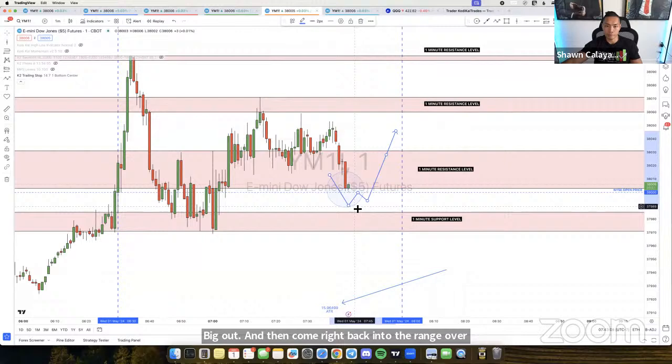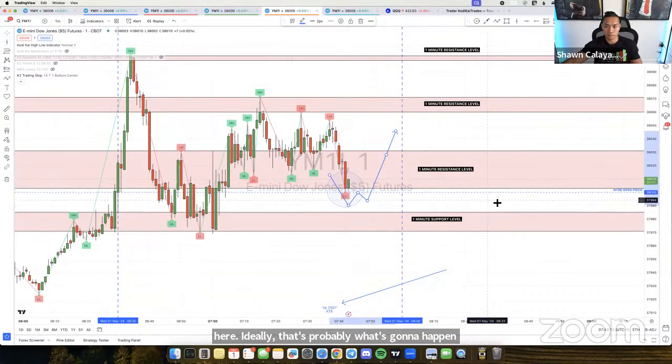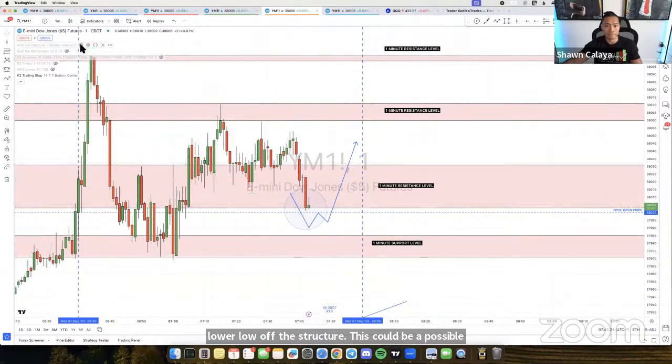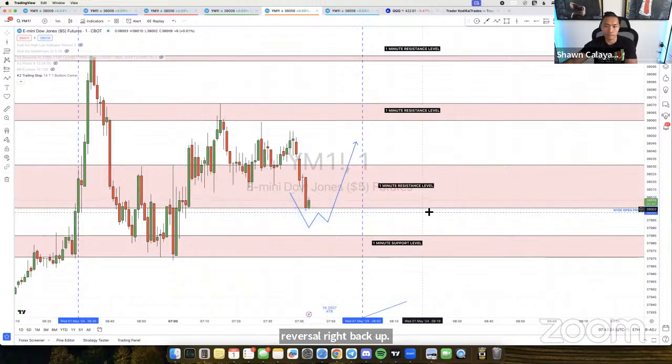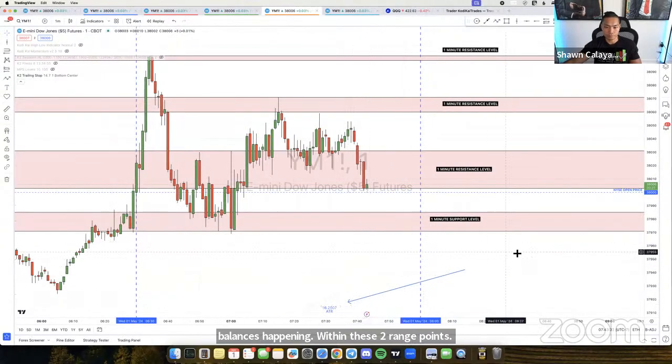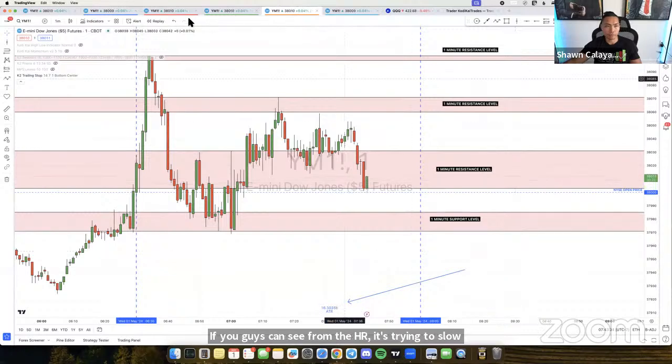Ideally, that's probably what's going to happen, unless you see something like this, a double body rejection. So there's a double body rejection right here off the lower low, off the structure. This could be a possible reversal right back up. So you might see a lot of these bounces happening within these two range points. But you guys can see from the ATR, it's starting to slow down. It's at 16.25. I wouldn't be surprised if it drops down to 15 in a few.